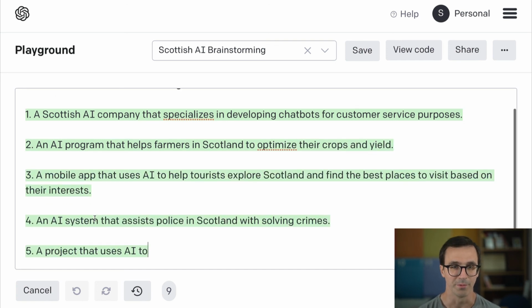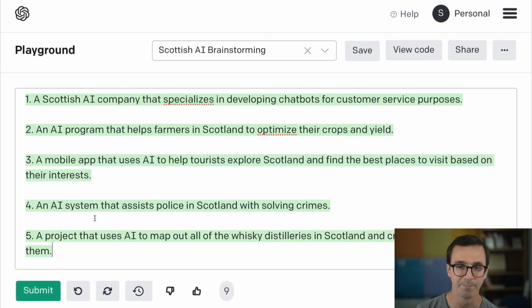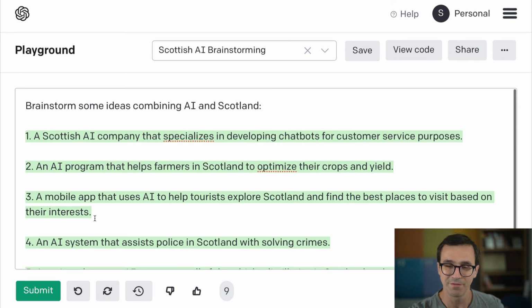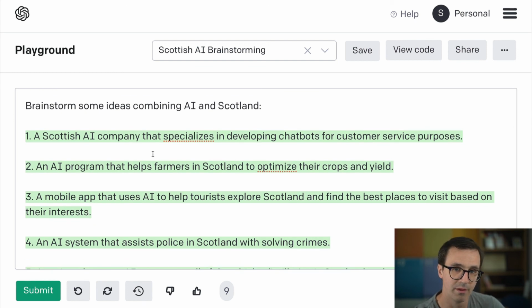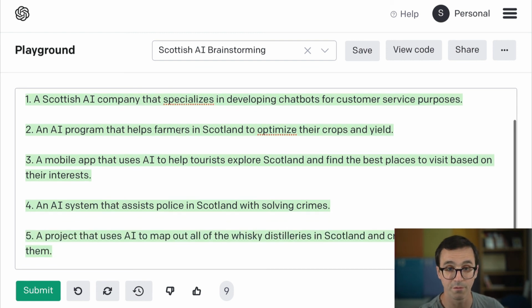So here's some examples. So we can see here different ideas of what an AI would do in Scotland. So some of them are relatively generic. Okay, a Scottish AI company that specializes in developing chatbots for customer service purposes. Okay, that could be anywhere. Farmers, it's seen obviously as farming in Scotland is a major industry. Tourism, okay, so it's not just saying tourism, it's saying a mobile app that uses AI to help tourists explore Scotland and find the best places to visit based on their interests.